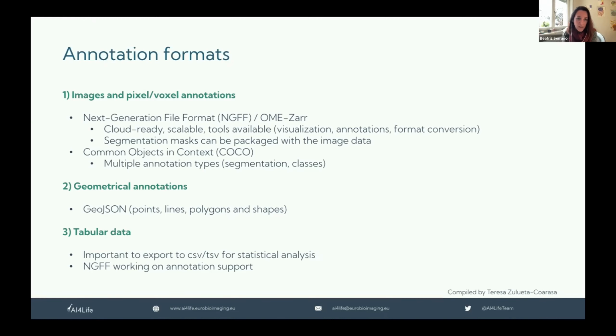There was also another format mentioned, COCO, that is coming from the computer vision world. It has to be still assessed if this is going to be a thing for multidimensional bioimages, but it's something that some people are looking at. Also, in terms of geometrical annotations, there was GeoJSON mentioned for points and lines and other shapes that you can use as annotations in the images. And finally, what to do with this information that is extracted from the image is usually statistical analysis. So it's important to export this as CSV or TSV files that can be analyzed using other software. And also, NGFF is working now on annotation of annotation support for this kind of files as well.